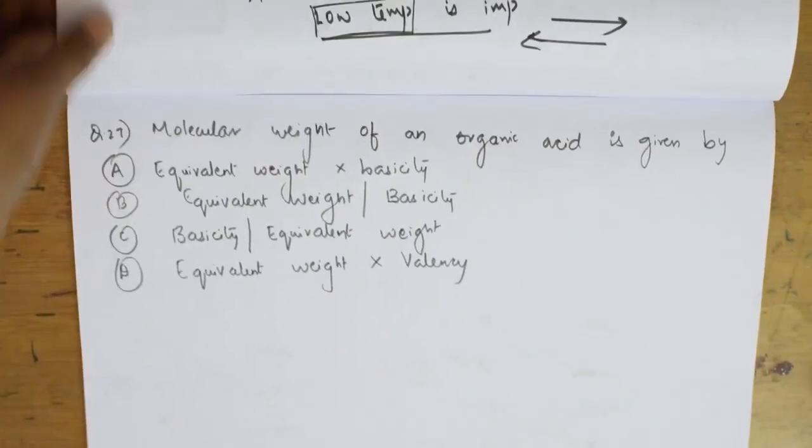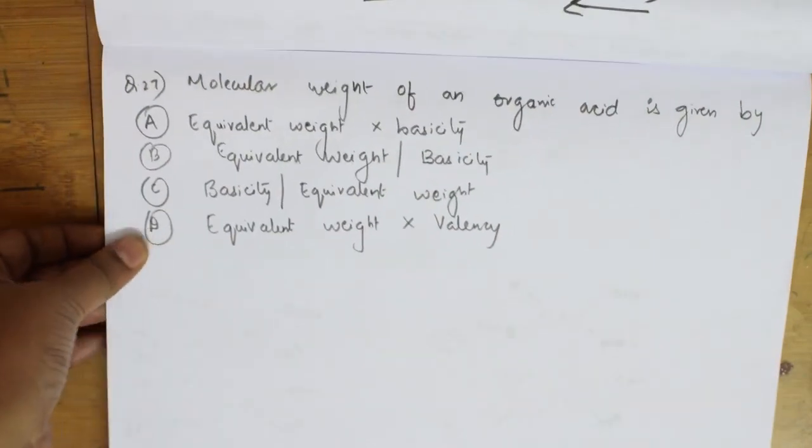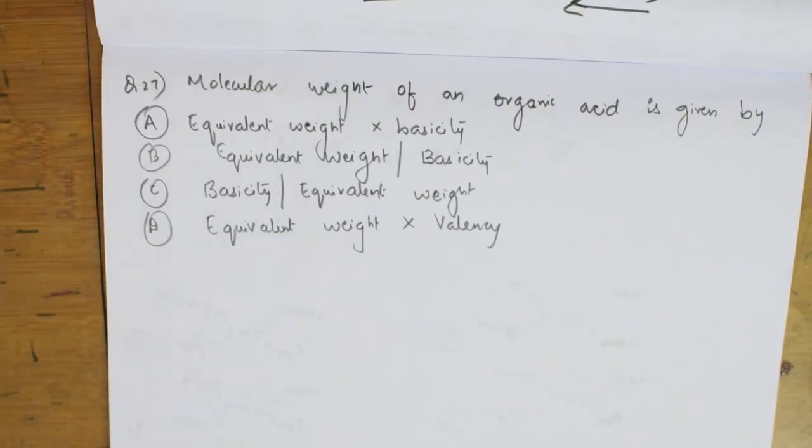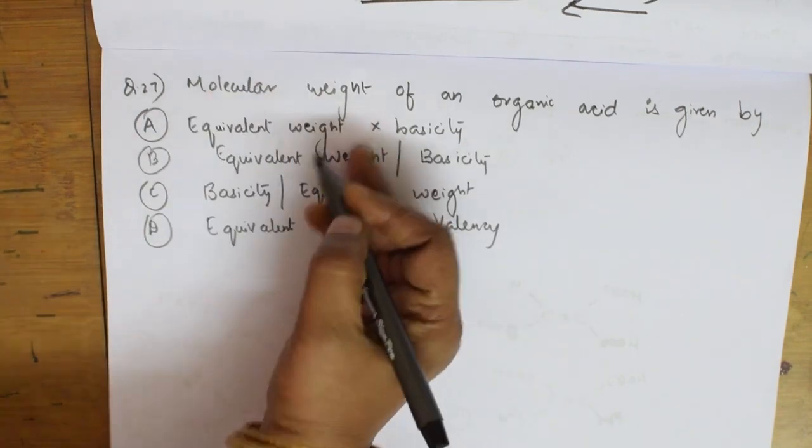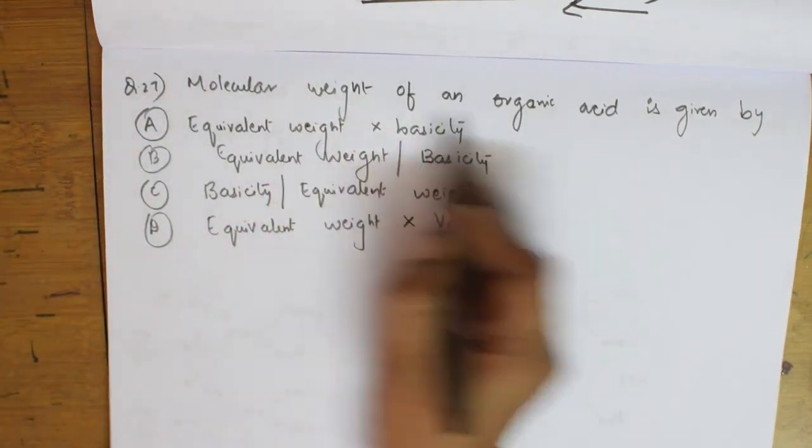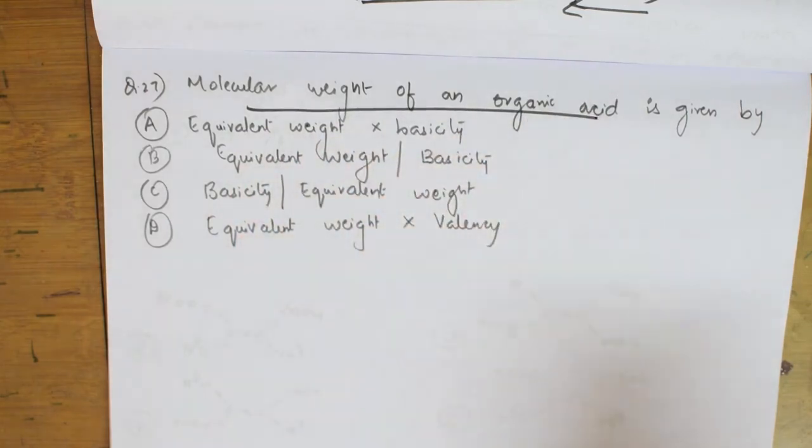Let me move my book further. Yes, let's see this. So in this question, what is given? Let's read. Molecular weight of an organic acid is given by equivalent weight into basicity. Okay, equivalent weight by basicity. Done. Basicity by equivalent weight, and equivalent weight into valency. So basically here they've given molecular weight of organic acid. Correct? This is where it is important, because it varies for the base, it varies for the metal, everything, isn't it?